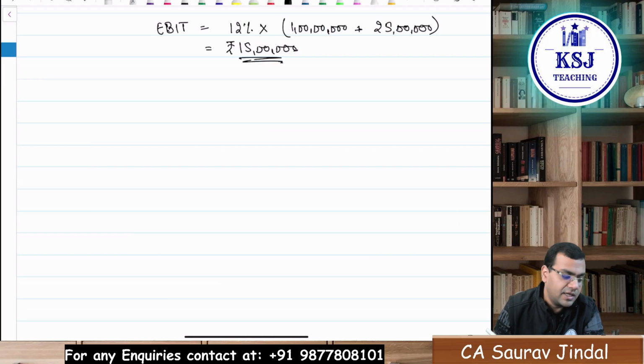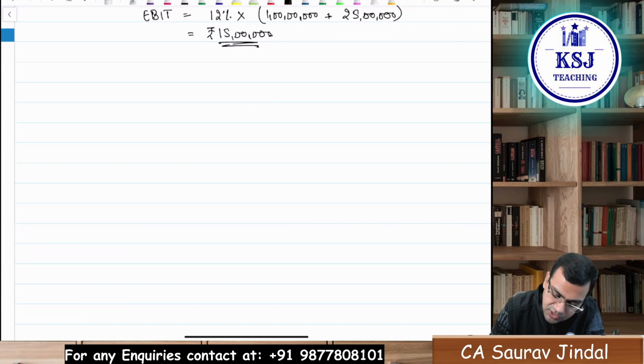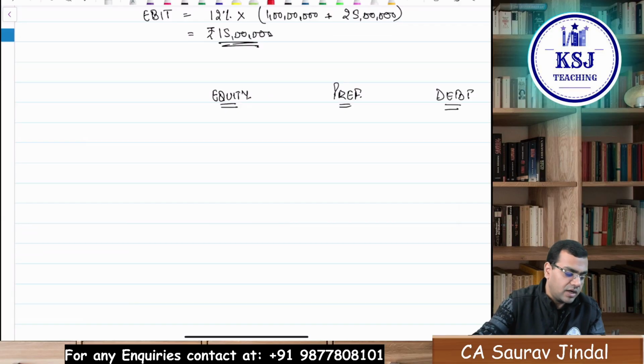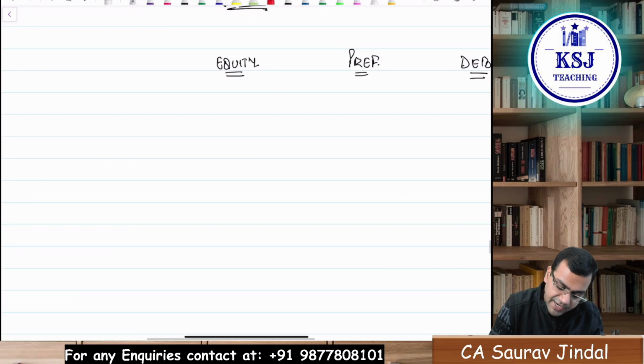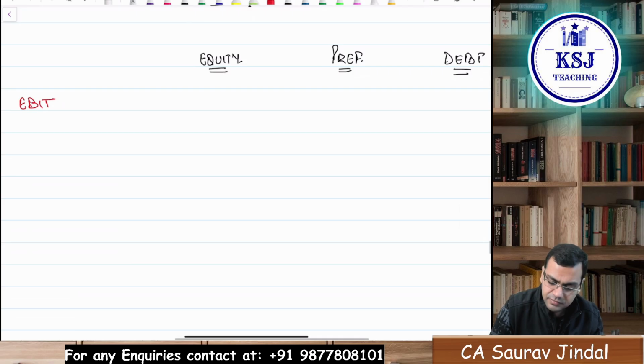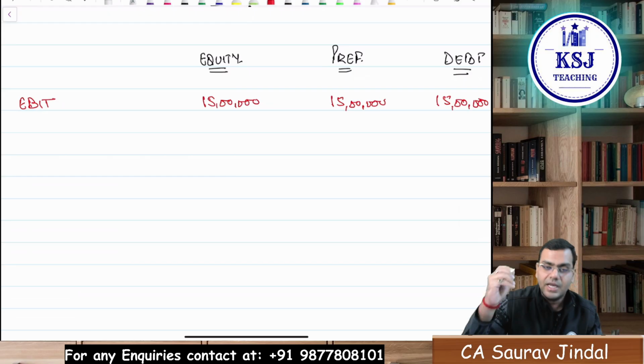Now we will prepare the income statement under the three alternatives, right? Alternative 1 is what? The alternative 1 is your equity alternative. Second one is preference and third one is debt. Fine, sir. We are going to start with what? We are going to start with EBIT. And EBIT will remain same. Whichever plan you choose, the EBIT will not change. It will remain 15 lakhs. Under the preference also 15 lakhs, and under the debt also it is going to be 15 lakhs.